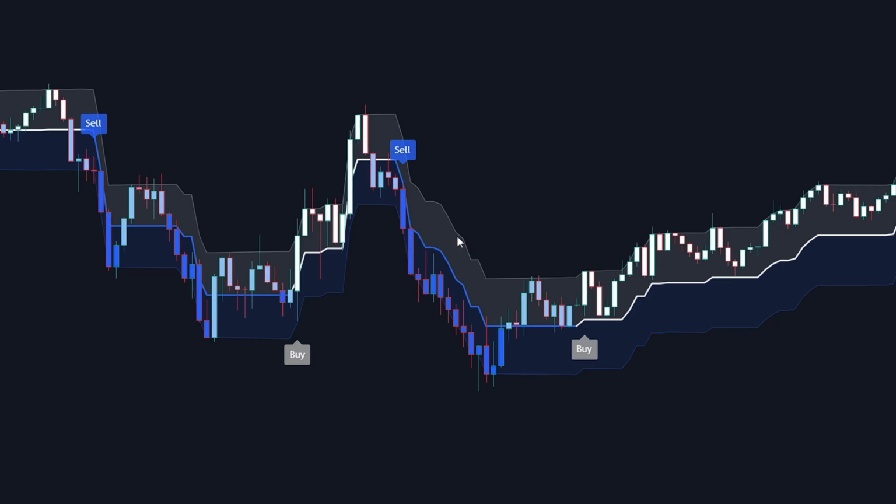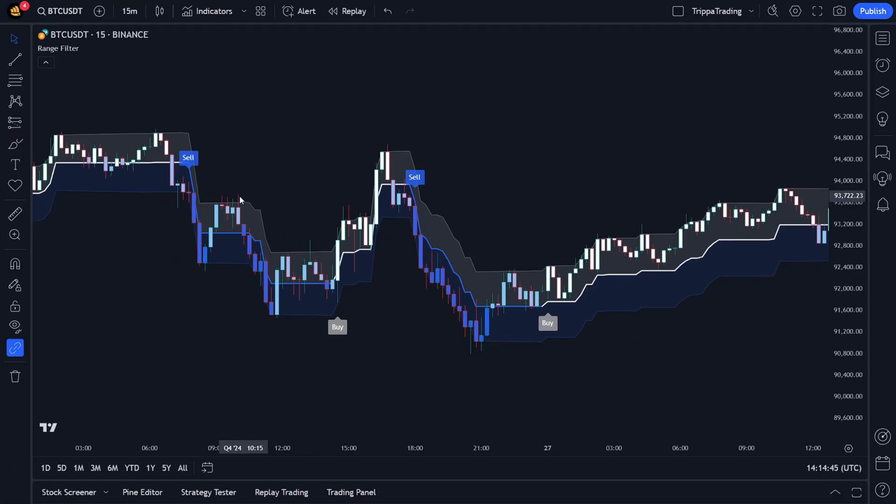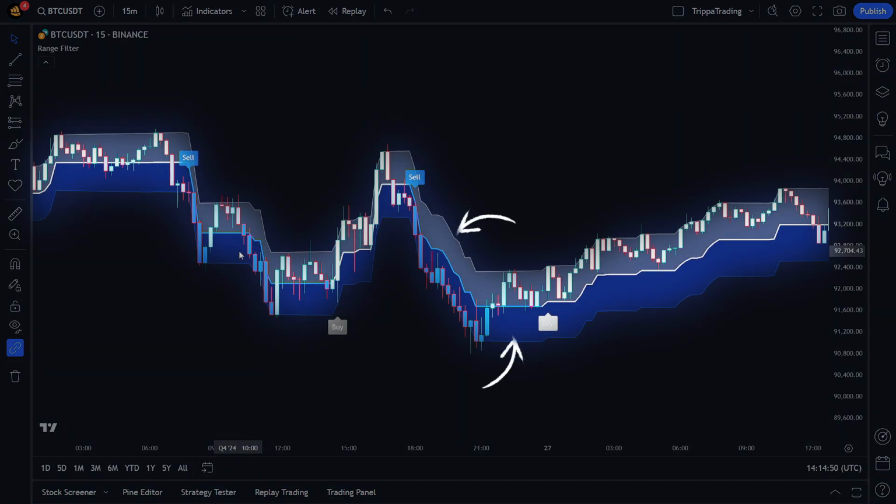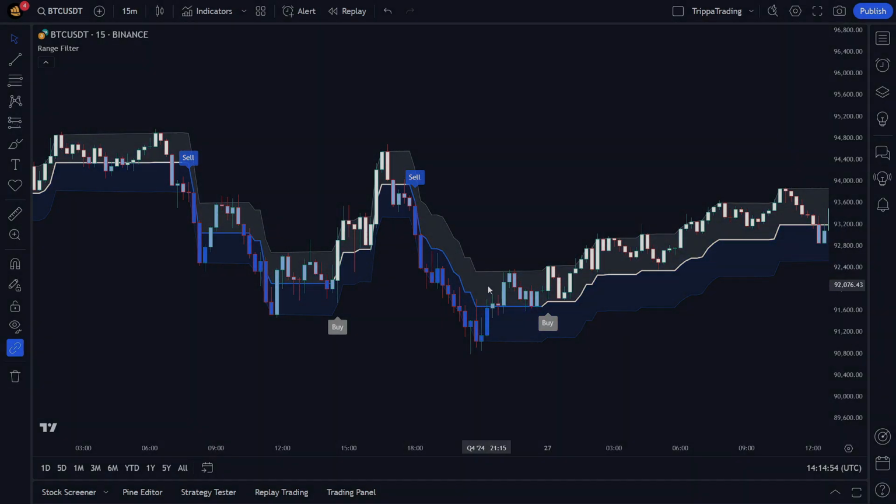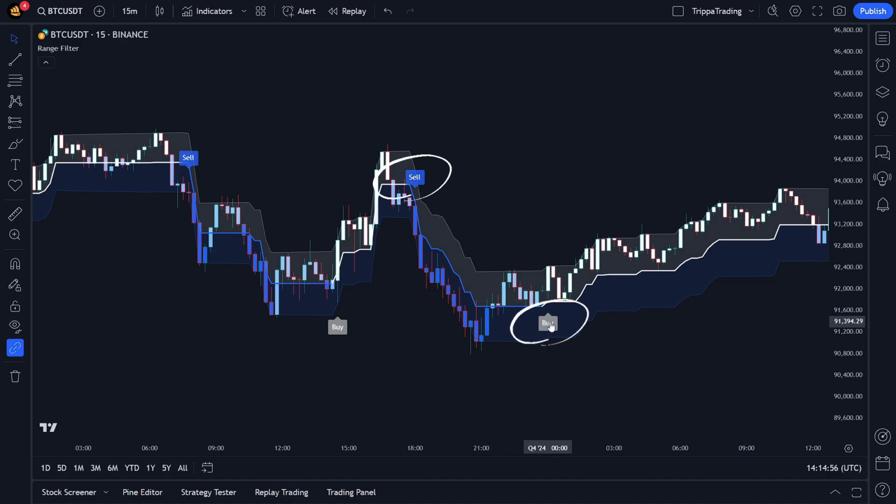Above the range filter, there's the high target, and below it, the low target. These targets can be used as trailing stop loss levels. The areas between the targets and the filter are shaded gray and blue, representing potential breakout zones. Buy and sell labels appear when the price breaks out of these shaded areas, signaling possible entry points.